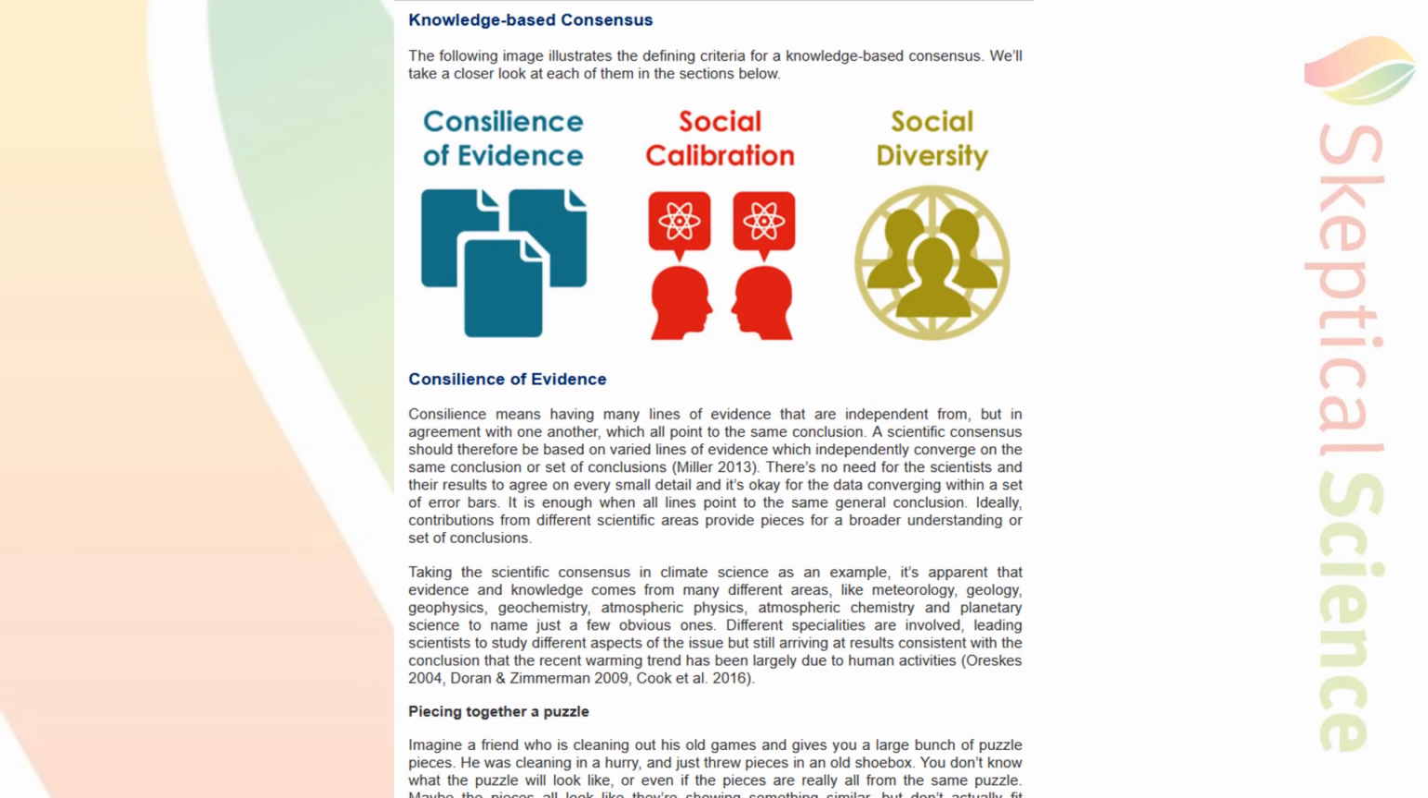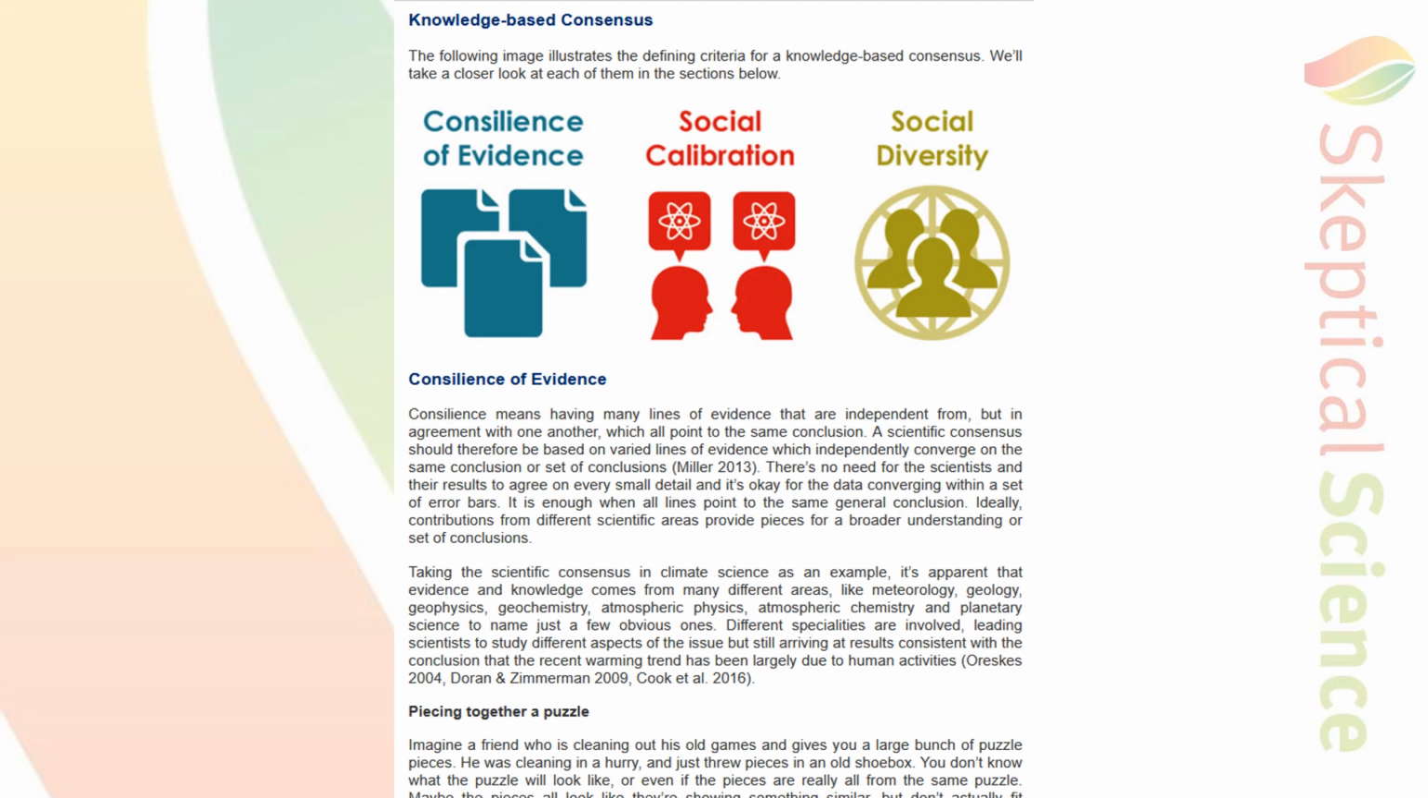A knowledge-based consensus. The following image illustrates the defining criteria for a knowledge-based consensus. We'll take a closer look at each of them in the sections below. Consilience of evidence. Consilience means having many lines of evidence that are independent from, but in agreement with one another, which all point to the same conclusion.